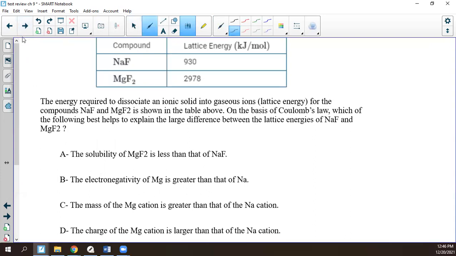Okay, I already talked about this one. It's lattice energy. It was Coulomb's law. Once again, this one though, it's changing the charge, right? Na's in family 1 are a +1, Mg's a +2. So then it would talk about the charge. Don't worry about solubility, electronegativity, or mass when you're talking lattice energy. You might think mass and size are the same, but they're not. Like they're not at all.